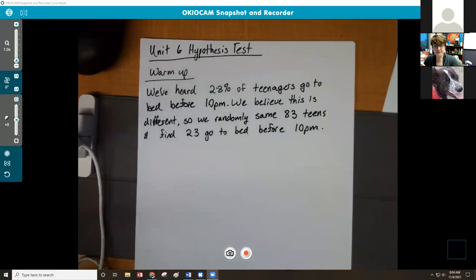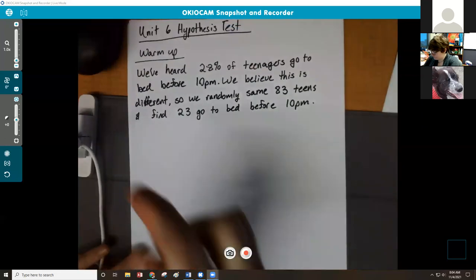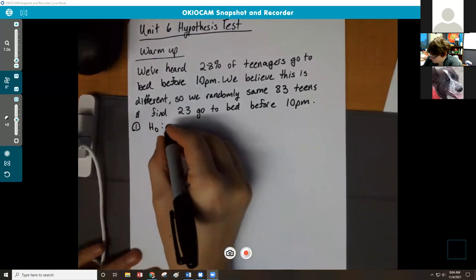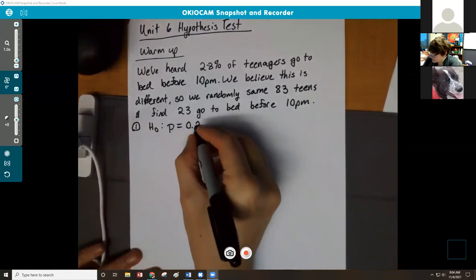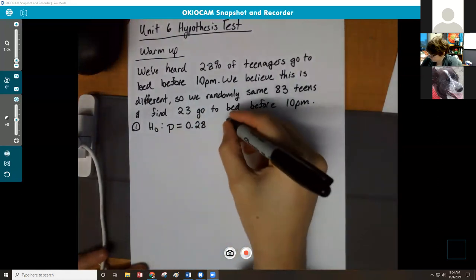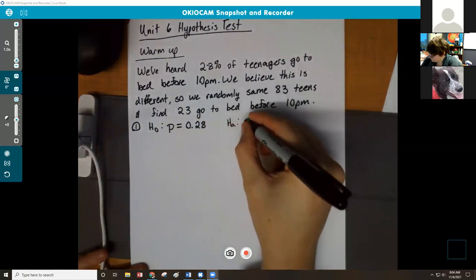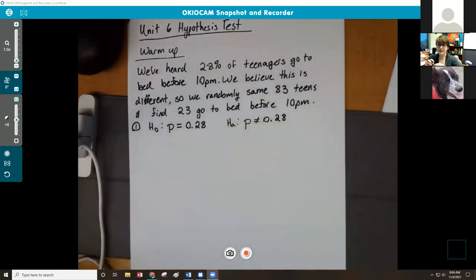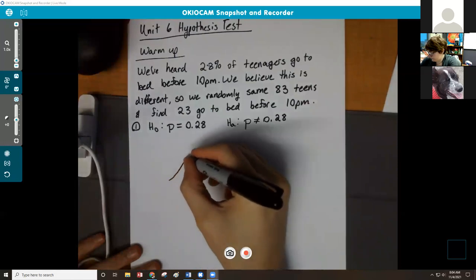All right, so the first thing that I would like us to do is to set up the hypothesis test, so the null and the alternative. The null hypothesis is that we think that the percentage of teenagers that go to bed before 10 p.m. is 28%. And our alternative hypothesis is that it does not equal 28%. So we just think it's different. We don't know if it's more or less. So we're going to say that it's not equal to 28.